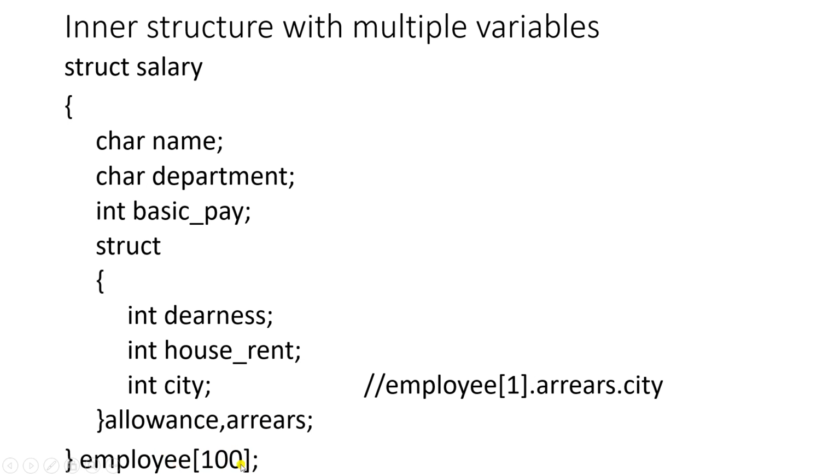Okay, employee 0 dot arrears dot house rent. If you want to know the city of employee 0, then employee 0 dot arrears dot city. So that is how you access the elements of inner structure.